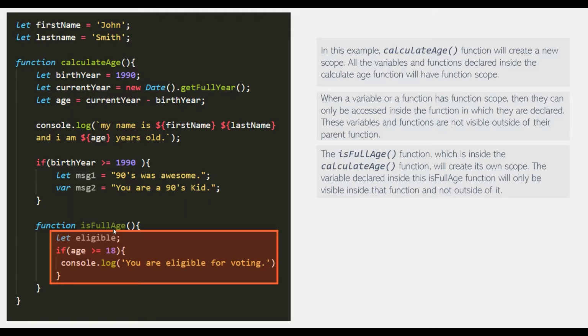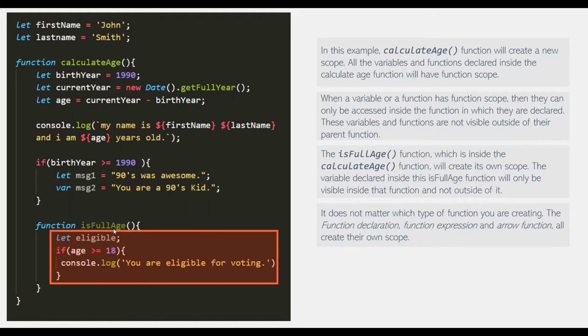All right. Now, it does not matter which type of function we are creating. The function declaration, function expression, and the arrow function all create their own scope. Traditionally, before ES6, the only way to create a new scope was by using a function. There was no block scope concept at that time. But starting from ES6, blocks also create scope.